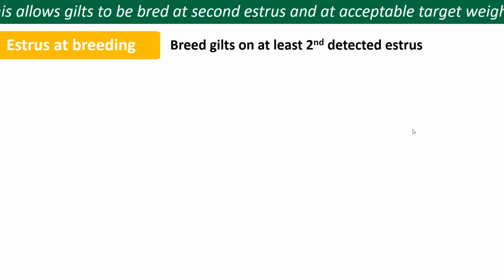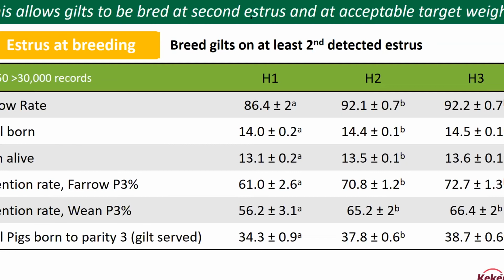So point number 5 is a recorded pubertal estrus by 200 days of age is a critical benchmark. What this does, it allows gilts to be bred at second estrus and at acceptable target weights. So when we look at estrus at breeding, our target is to breed gilts at least at second estrus.